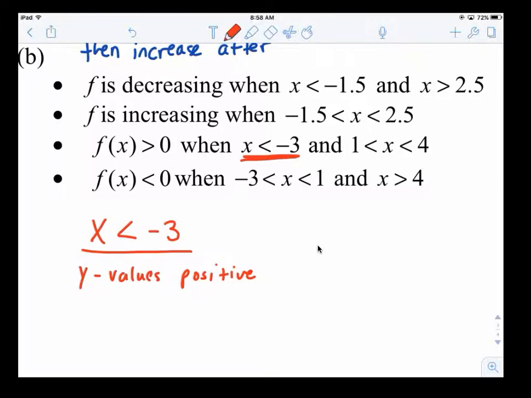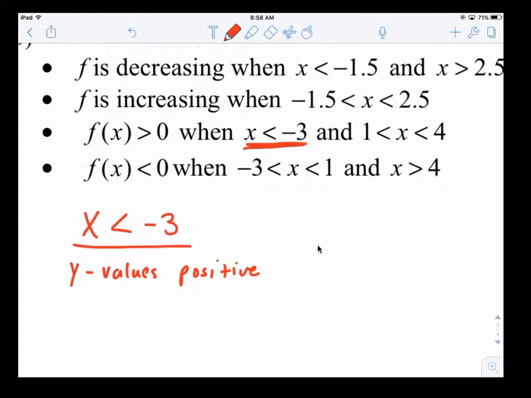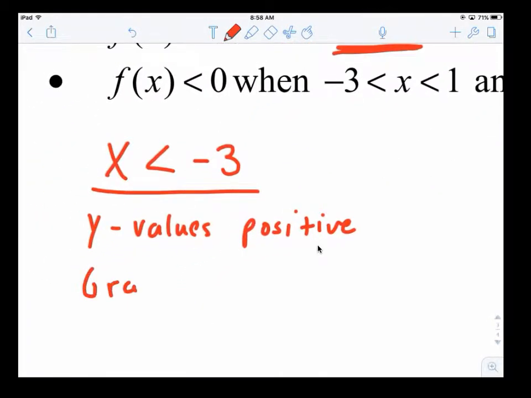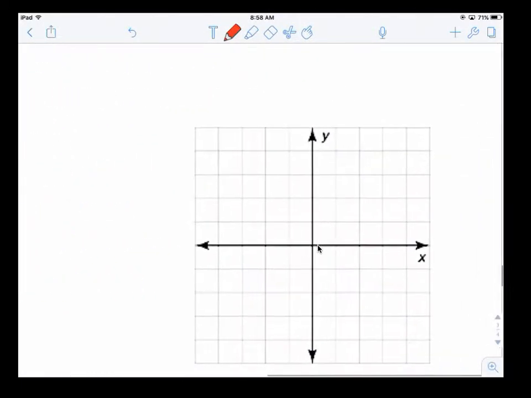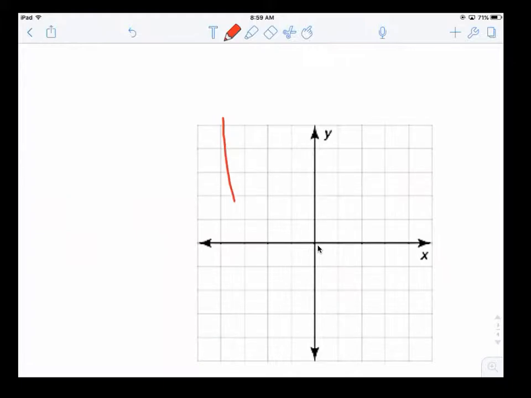All right. So what do we know? X is less than -3. What's the graph doing? Is it going up or is it going down? Going down, right? All right. So graph is moving down. Because that comes from that part right there. So if this was less than 0, you can say the y values would be negative. So the graph would be looking like this, like y values are positive, but they're moving down.